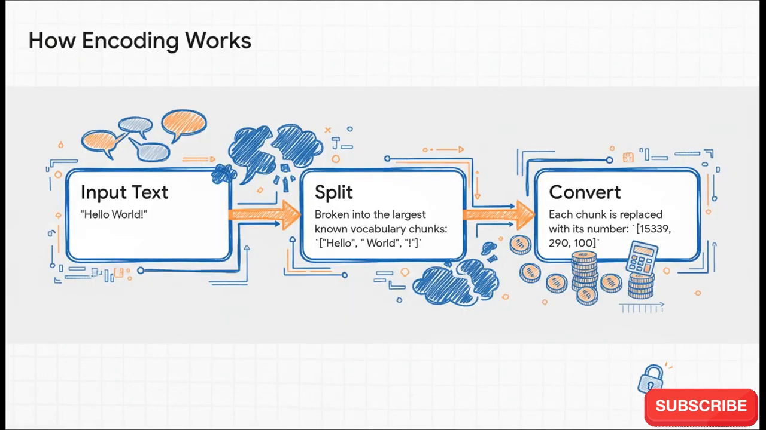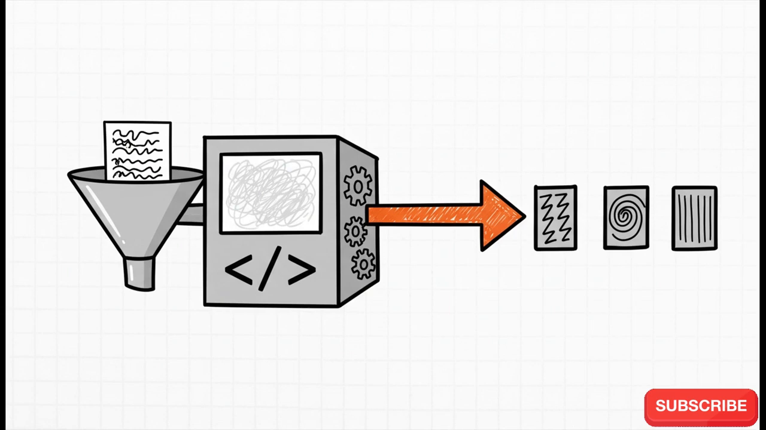Let's actually see how that works. The tokenizer gets your text, hello world, and it greedily looks for the biggest chunks it recognizes from its vocabulary. So for a model like GPT-4, it might see hello, then world with the space, and then 1. It finds those 3 chunks, looks up their corresponding numbers in its dictionary, and boom, that's your token array. And this isn't just some abstract idea. It's literally code you can run. You can grab a library like TickToken, call the encode function on a string, and you'll get back that exact array of numbers.